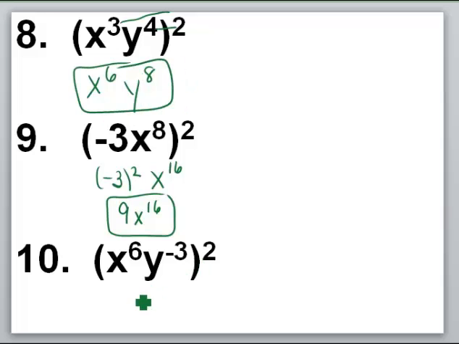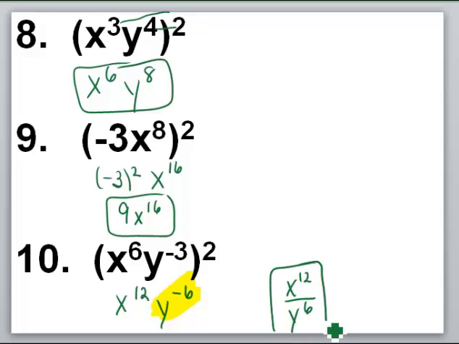On this example here, I have x to the 6 times 2 is 12, and then I have y to the negative 3 times 2, which is negative 6. This is the one that is not happy, so this is the one that needs to move. The x to the 12th is going to stay where it is, and the y to the 6th is going to move to the bottom of the fraction, so it becomes happy. And so my answer is x to the 12th over y to the 6th.